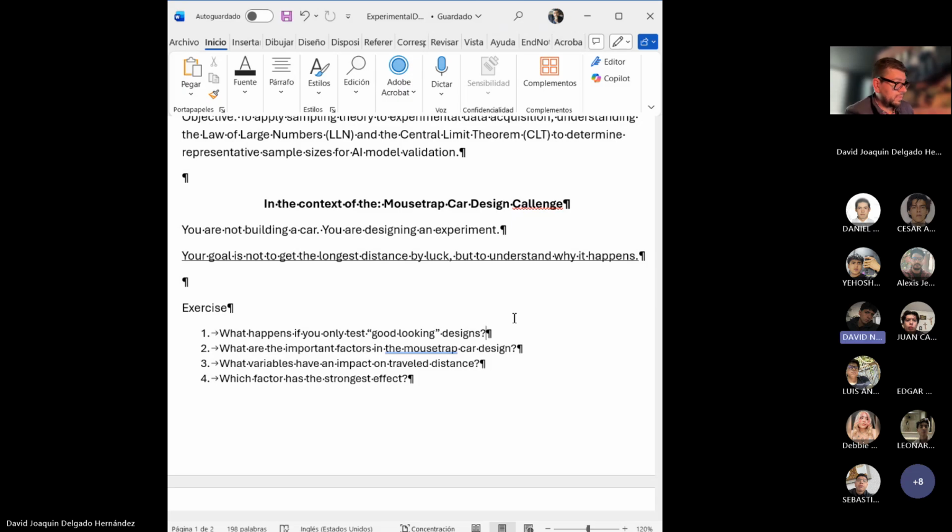Okay, we think torque, friction, and energy efficiency, because these impact distance most, but specifically lever arm length and the string length and the chassis weight determine if energy translates into forward movement or wasted wheel spin. Okay, perfect. And finally, which factor has the strongest effect?